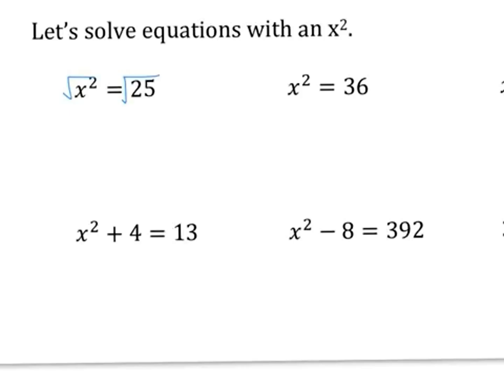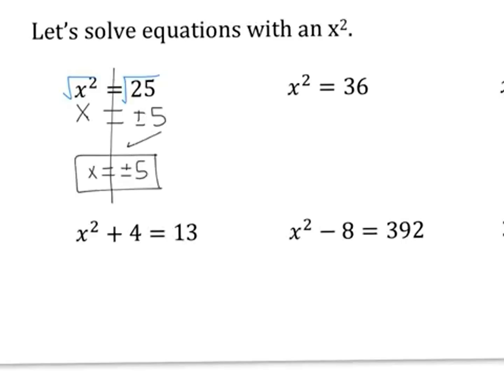So now that I took the square root, I'm just left with x, and the square root of 25 is actually plus and minus 5, because we know 5 times 5 is 25, but also negative 5 times negative 5 is 25. So my two solutions are x equals plus or minus 5. And I can write this plus and minus, and that means positive 5 and negative 5.